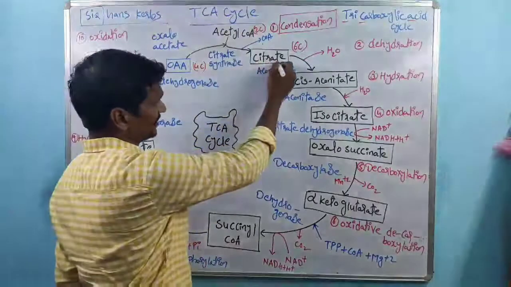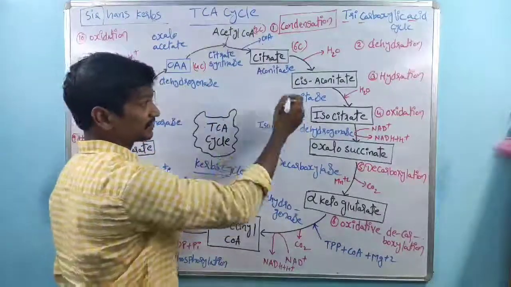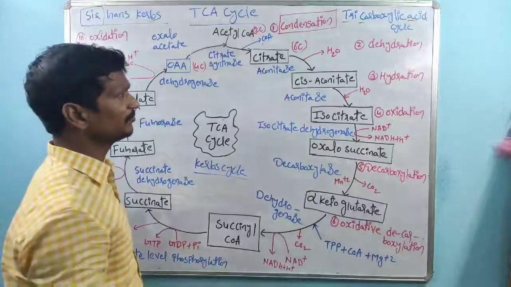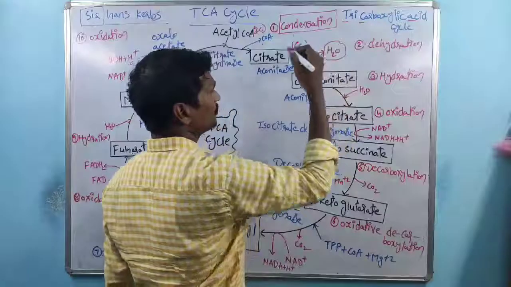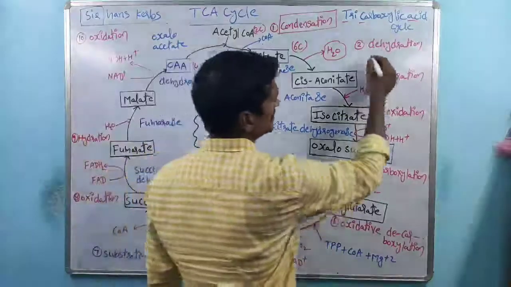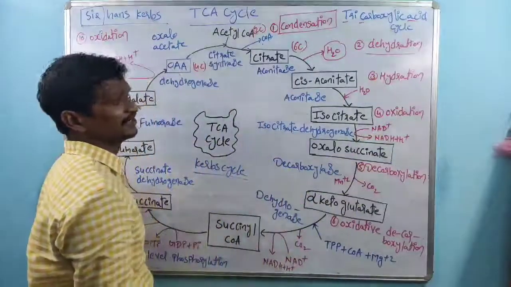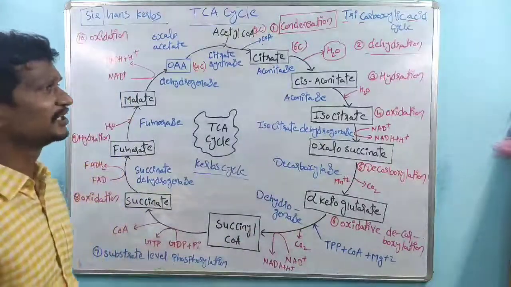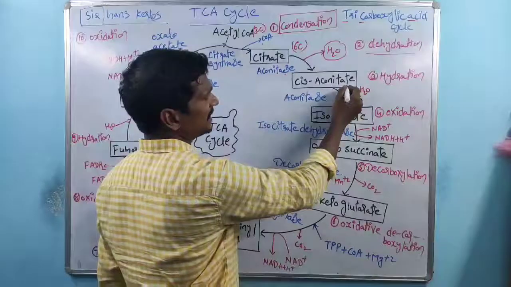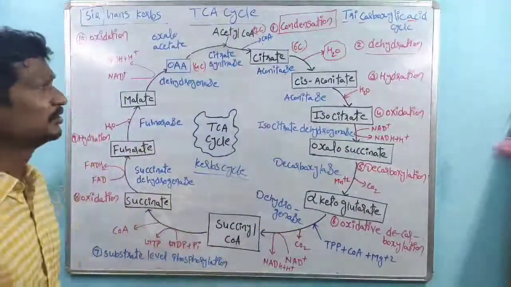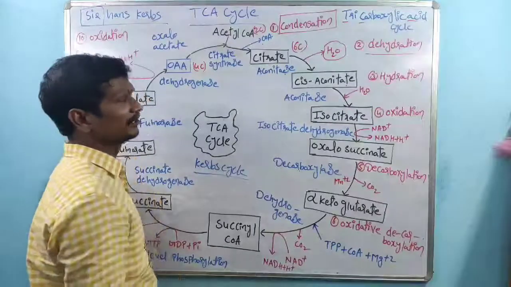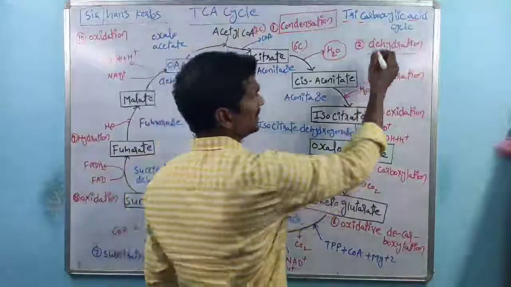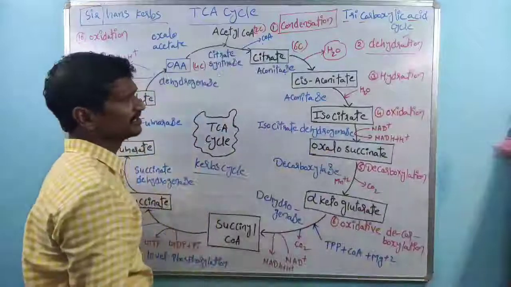The next step is that citrate is converted into cis-aconitate by the removal of a water molecule. So this step is called dehydration. This reaction is carried out by the aconitase enzyme. Remember, the enzyme name is aconitase, and the product is aconitate. So citrate is converted into cis-aconitate by the action of the aconitase enzyme. One water molecule is removed. This step is called dehydration. Removal of a water molecule is called dehydration.